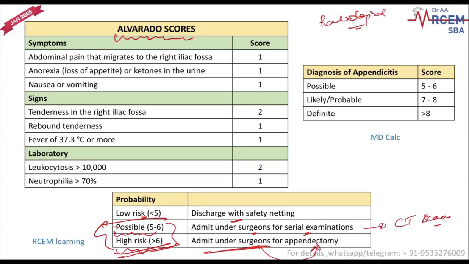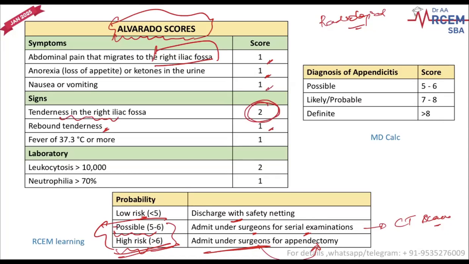At the maximum, you will be doing an Alvarado score. Depending on the score, you will decide what next to be done. Let us see the Alvarado score. Pain, which is a typical pain migrating to the right iliac fossa, gets 1 score. If the patient has loss of appetite or ketones are on the higher side, suggestive of dehydration, 1 point. Nausea and vomiting, another point. Tenderness in the right iliac fossa gets 2 points because it is very specific for appendicitis.